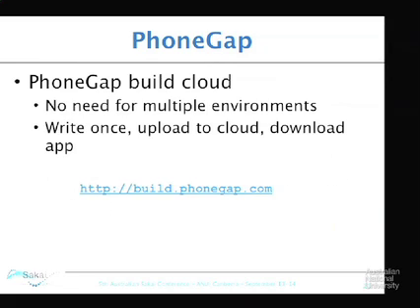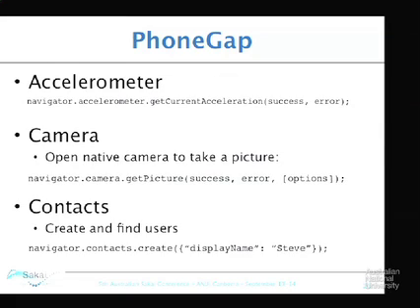I'm just going to skip over the PhoneGap stuff. Actually no, so that's how easy it is to get stuff like the accelerometer. Navigator.accelerometer.getCurrentAcceleration, and that will return a value. You know, if you're throwing your phone on the floor, it'll return a value for the accelerometer.